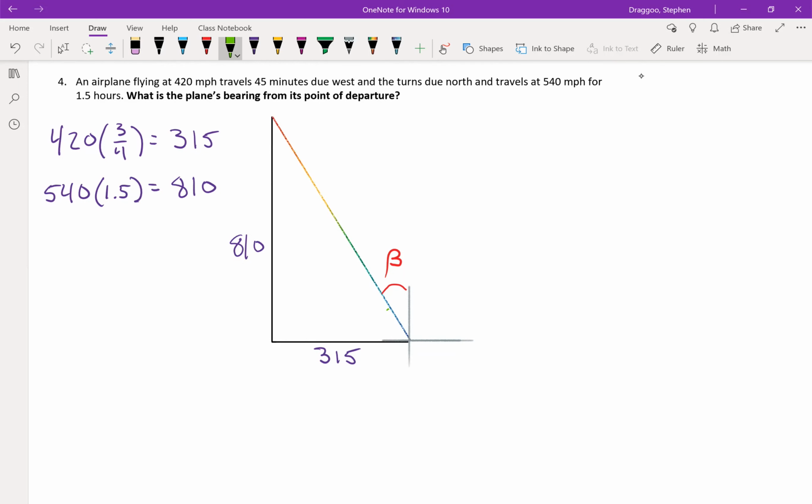Just like the last bearing problem I looked at, I'm going to label that angle theta on the inside in green. And again, notice that the two angles I've picked in red and green are complements of each other. So 90 degrees should be the sum of theta and beta.